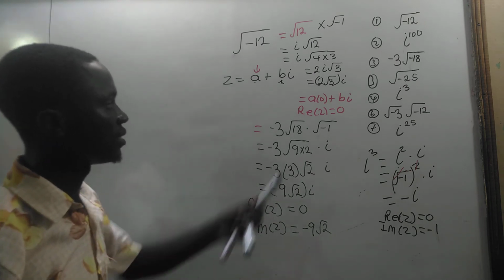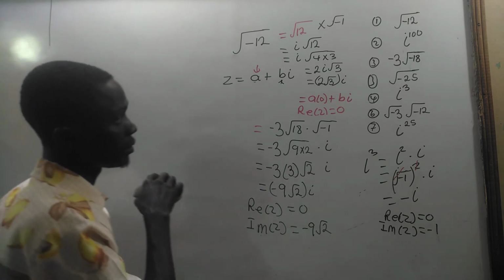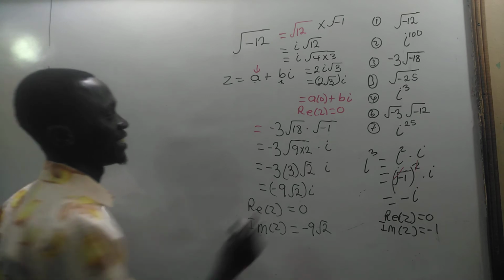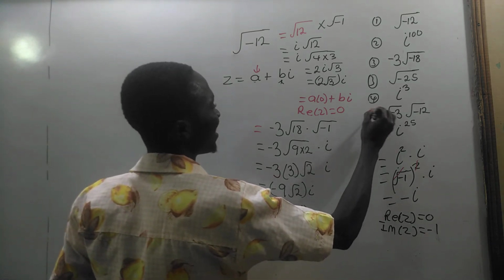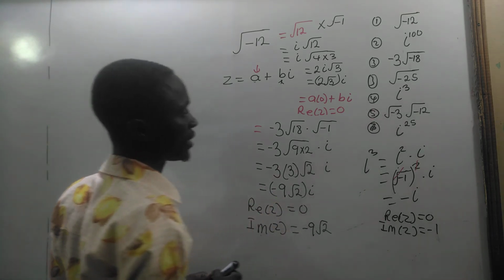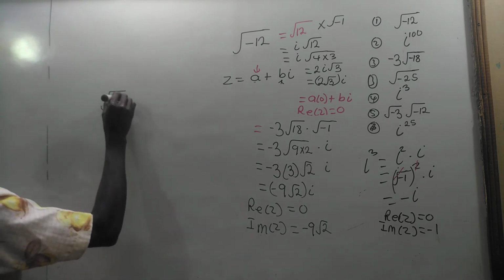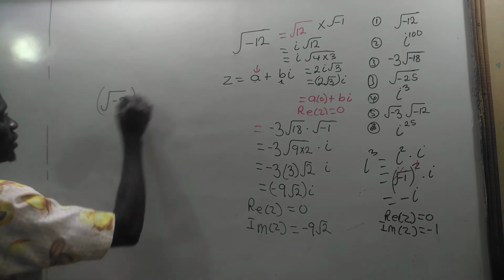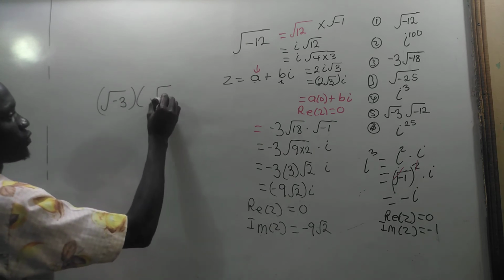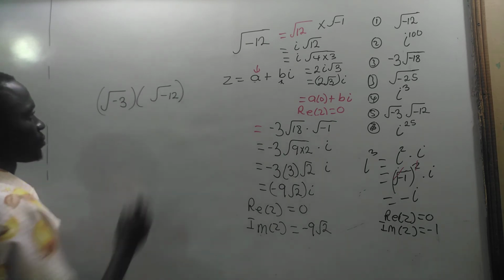Now let us look at number 6. Okay, from number 4 to number 6, number 5, then number 6. So if we consider number 5, we have square root of minus 3 times square root of minus 12.